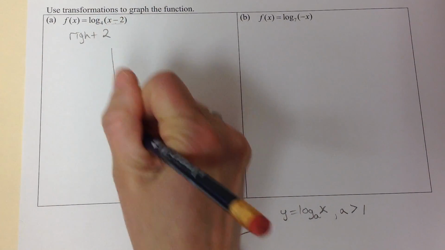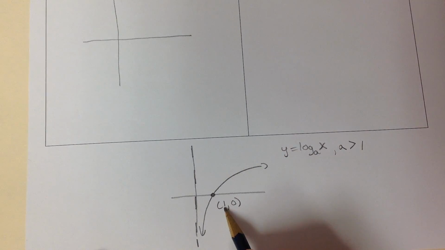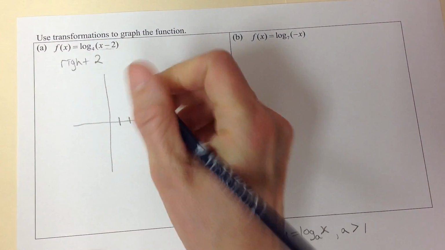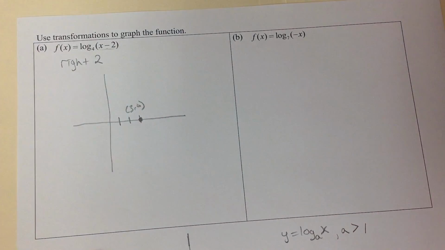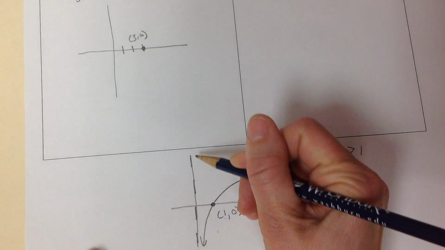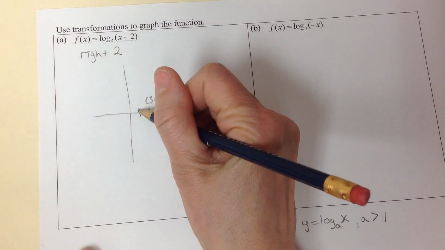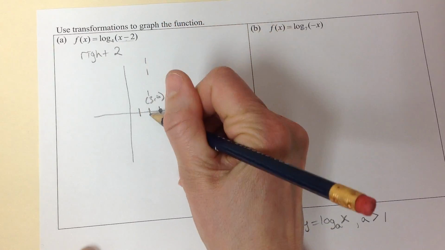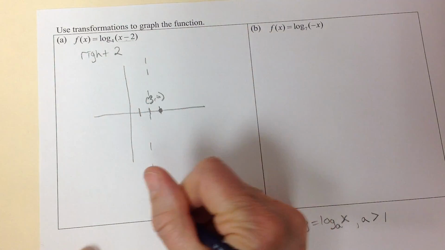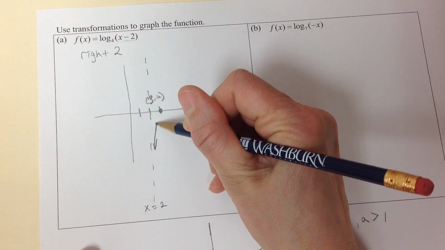So now to move the graph, what I want to do is focus on moving a key point, and the best point to move is this point (1, 0). So that point moves right 2 to now put it at (3, 0). It's also a good idea to think about the vertical asymptote. Instead of that being at the y-axis at x equals 0, it also gets moved to the right 2. So that's going to come through right here at x equals 2. And now I'm just going to draw in the shape of the logarithm.